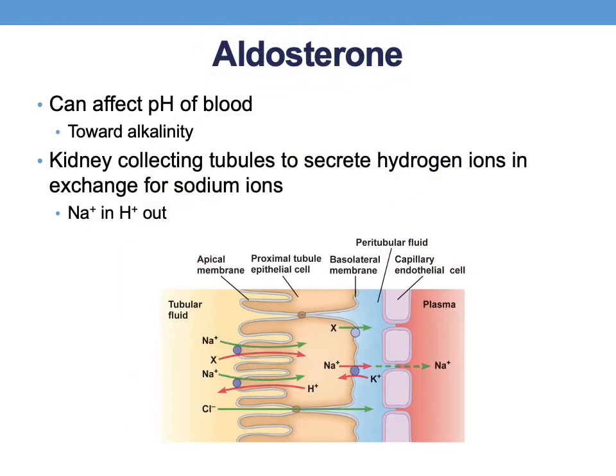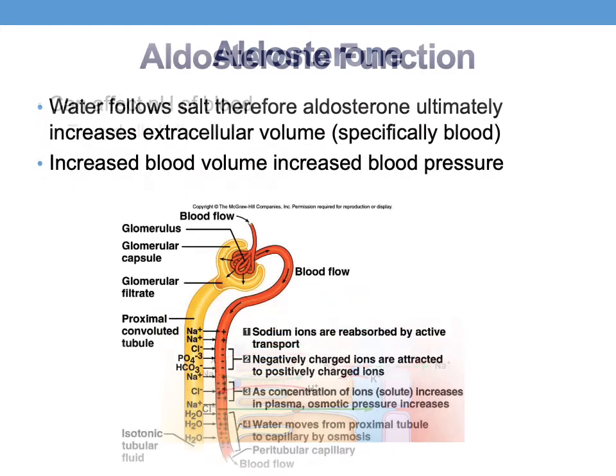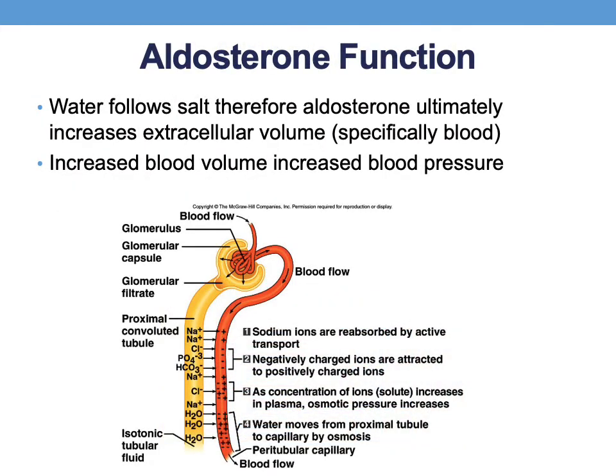Aldosterone can affect pH of blood towards alkalinity. Kidney collecting tubules secrete hydrogen ions in exchange for sodium ions. So for every sodium ion in, it secretes a hydrogen ion out. Aldosterone function: in the body, water follows salt. Therefore, aldosterone ultimately increases extracellular volume, specifically blood. Increased blood volume will increase blood pressure.